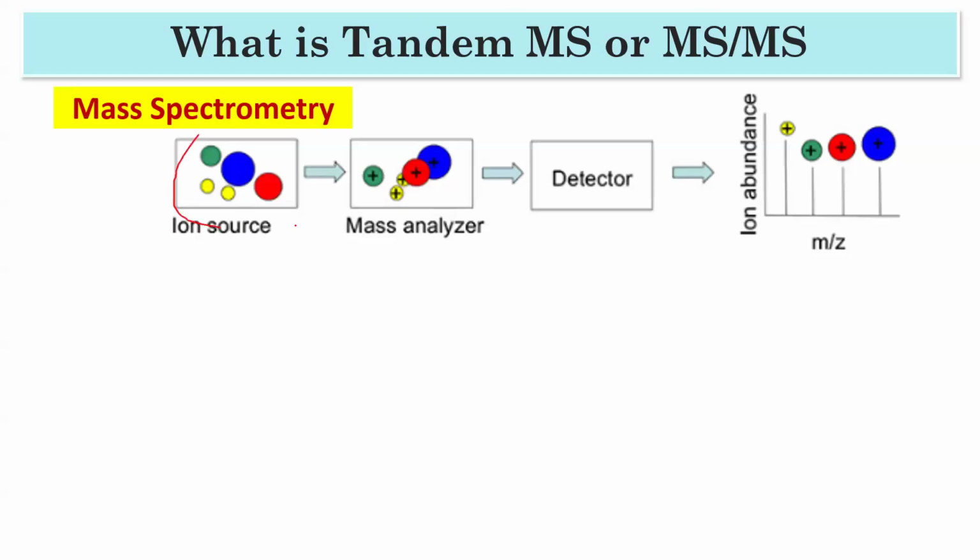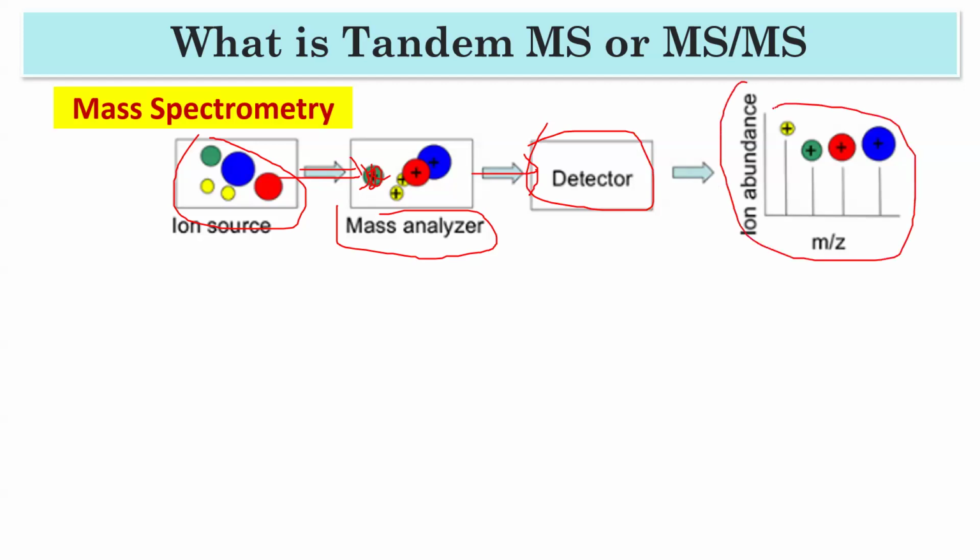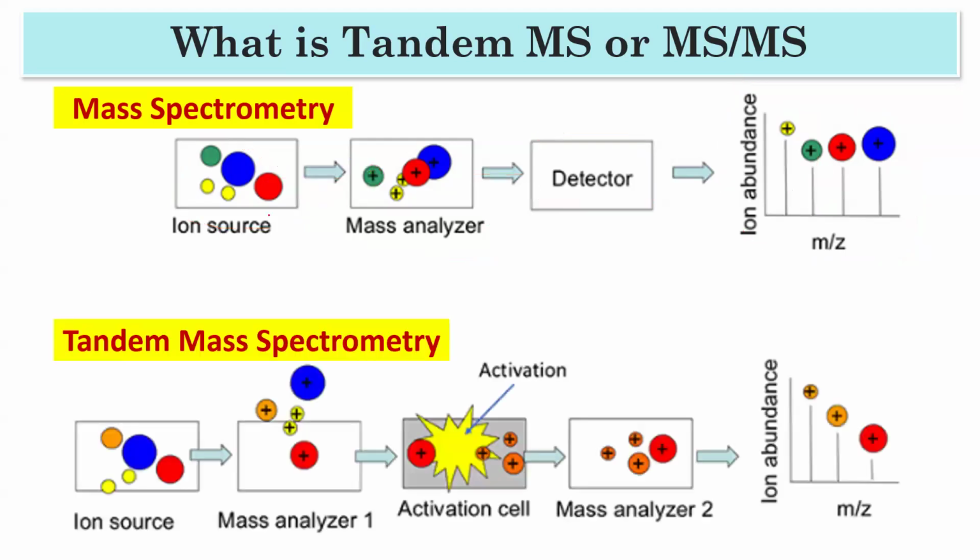Suppose you have generated some ions, and then you send them to the mass analyzer. After analyzing them, you have different mass-to-charge ratios, m/z, and then they go to the detector, and you will get the mass spectra with different masses. This is a simple mass spectrometry.